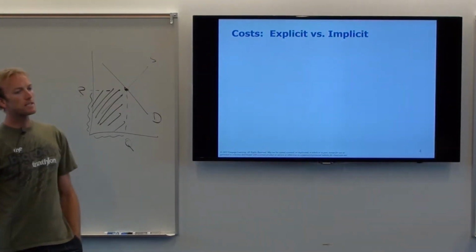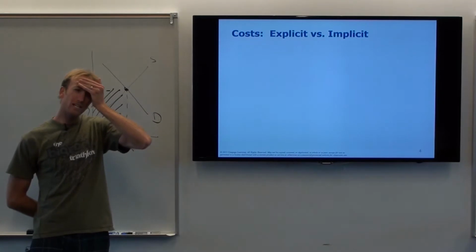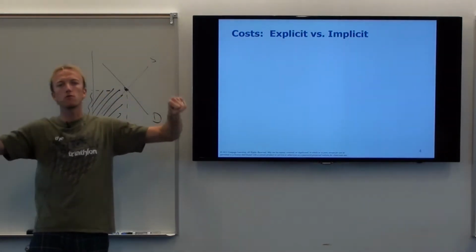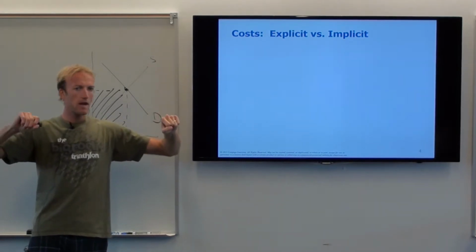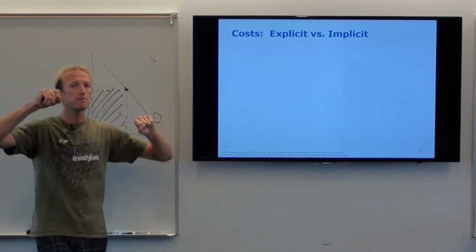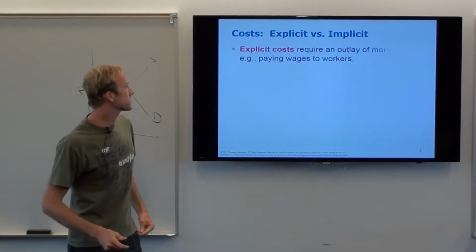All right, so let's think about costs. Costs can be divided into two main groups: explicit costs versus implicit costs. Everybody easily can think about explicit costs. The ones that people have problems with are these implicit costs, okay?